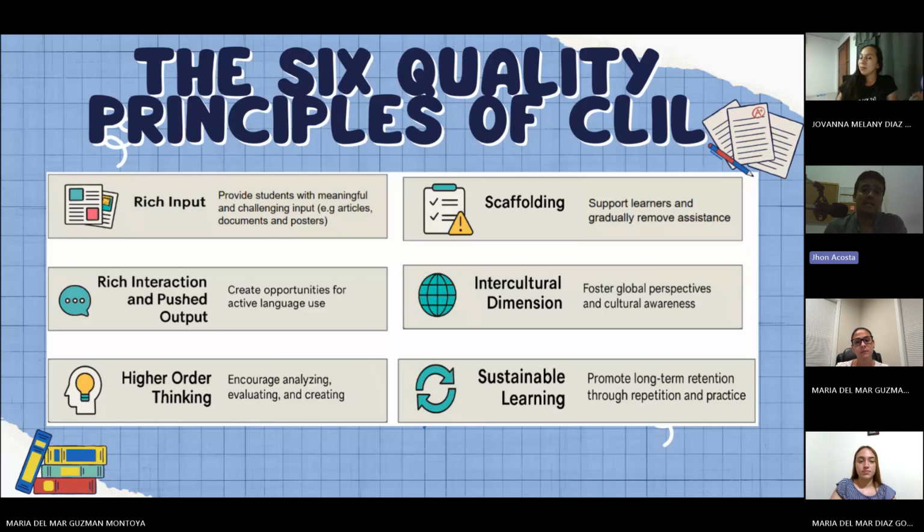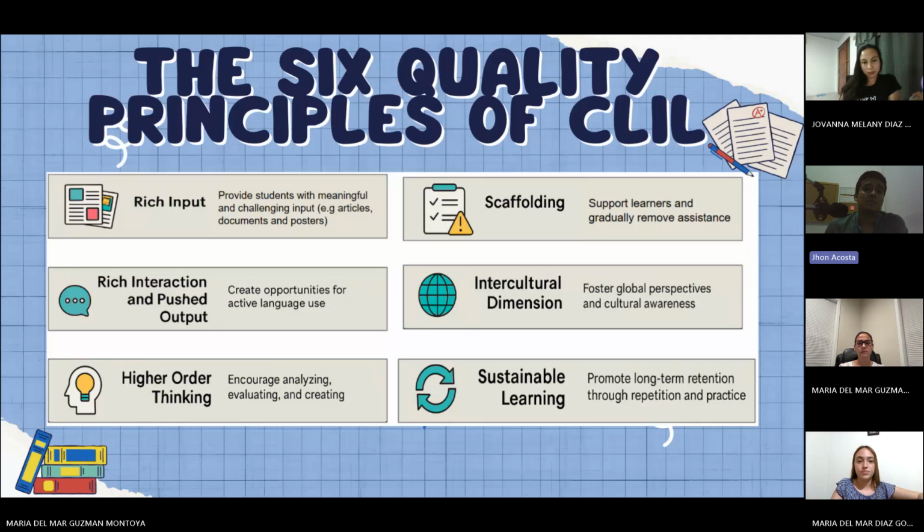The fourth principle is the intercultural dimension, which is allowing the students to learn about cultures and to learn more about global perspectives. This creates a respectful and understanding point of view. The fifth principle is higher order thinking, which is related to Bloom's taxonomy, which is giving them instructions not based on basic tasks, but giving them time to analyze information and make decisions from it. In this way, they can create new ideas.